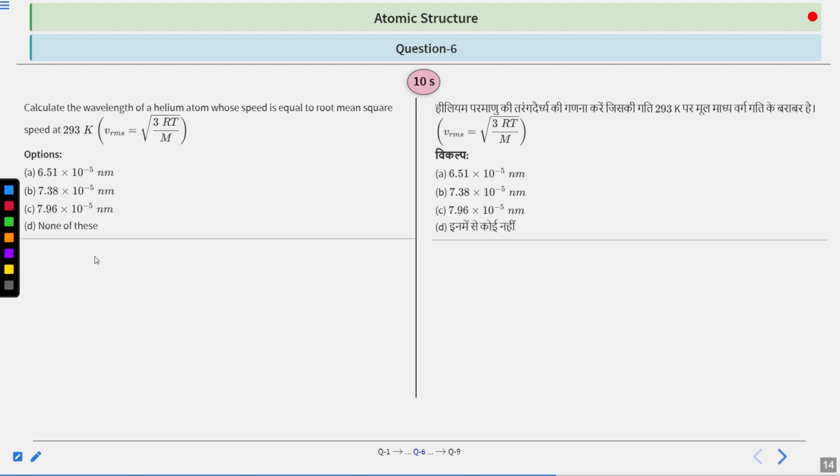Options are A 6.51 into 10 to the power minus 5 nanometer, option B 7.38 into 10 to the power minus 5 nanometer, option C 7.96 into 10 to the power minus 5 nanometer, and option D none of these. So you have 10 seconds to solve this question. Your time starts now.